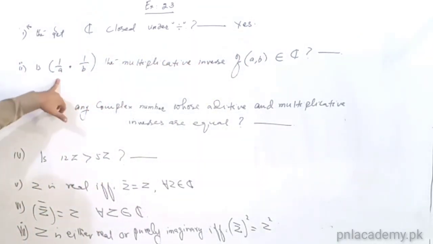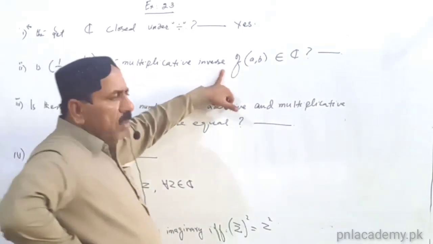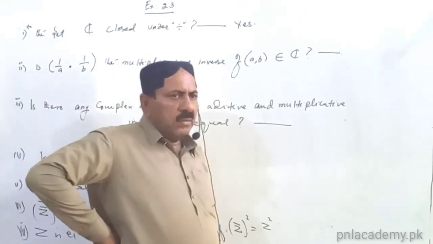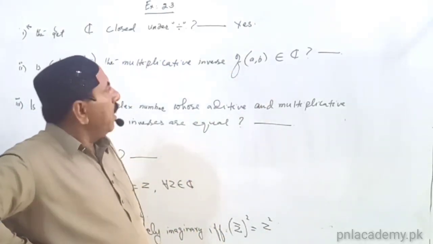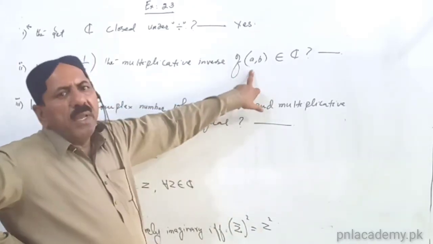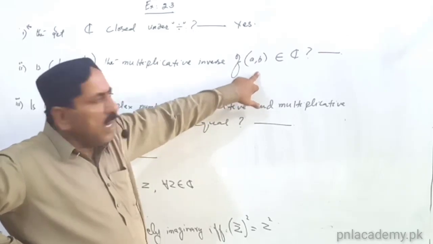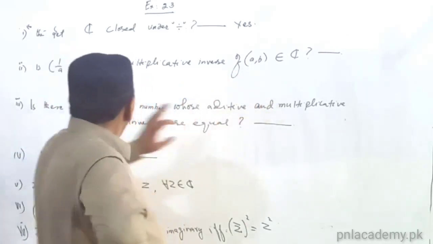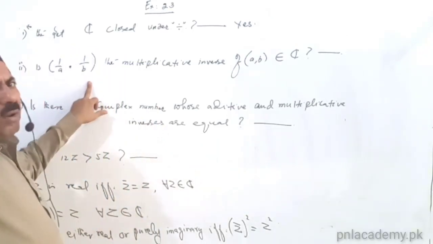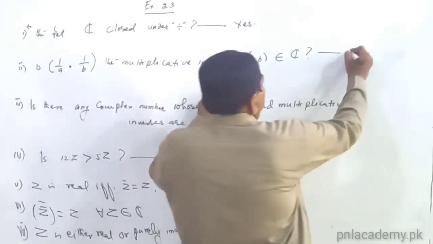Is 1 upon a comma 1 upon b the multiplicative inverse of a comma b? You already learned that the multiplicative inverse of a comma b is a upon a square plus b square comma minus b upon a square plus b square. So 1 upon a and 1 upon b cannot be the multiplicative inverse of a comma b. So it's not true. No.